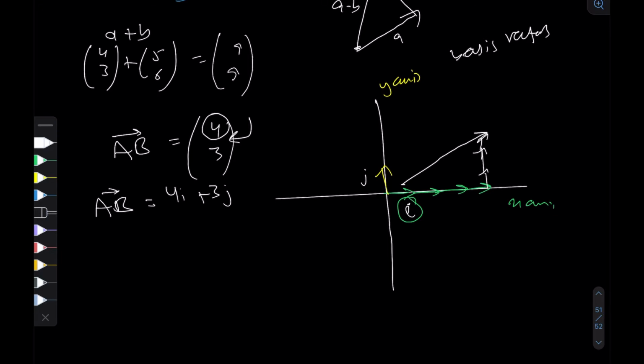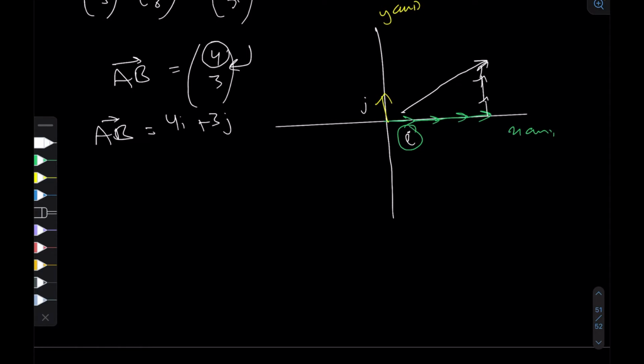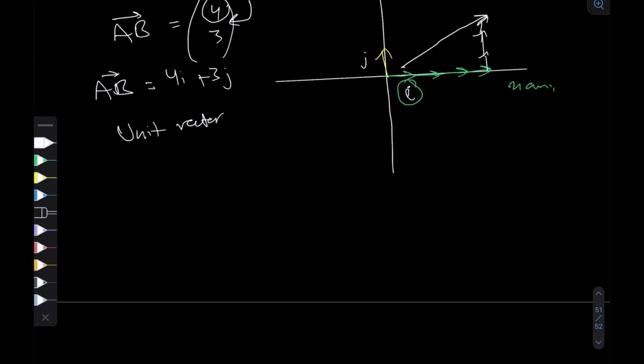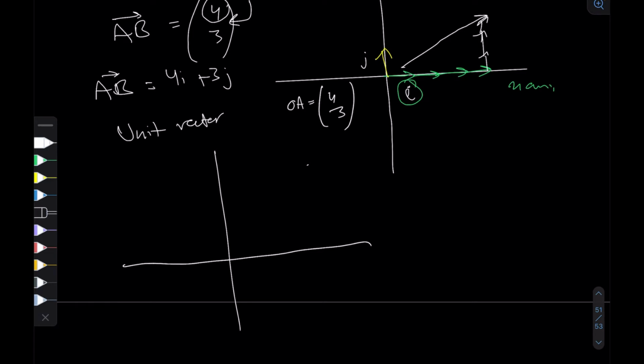Also, since we talked about basis vectors, we can also expand to what is called a unit vector. So let's just take the same example. Actually let me say that OA is (4, 3). So this is O, this is some A, and I'm going from O to A. First I move 4 units like this, and then I move 3 units like this, and so I land at A. But let's say this OA has some magnitude, it has some length.